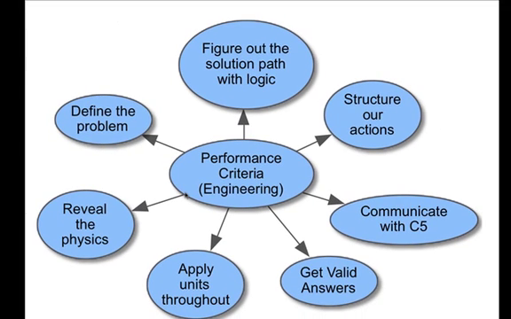So, in summary, I've described the performance criteria for doing great engineering. We define the problem we're trying to solve. We reveal the physics. We apply units throughout. We get valid answers. We communicate with C5. We structure our actions. And we figure out the solution path with logic.